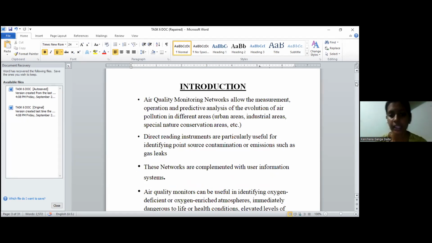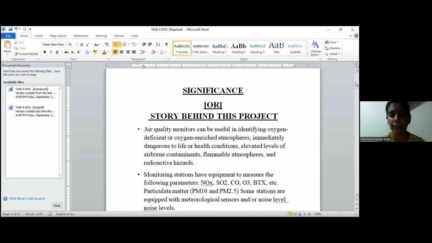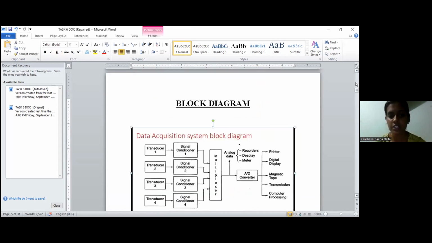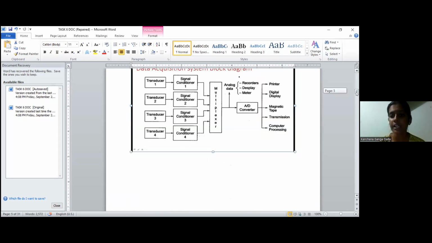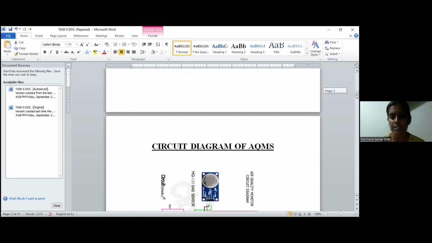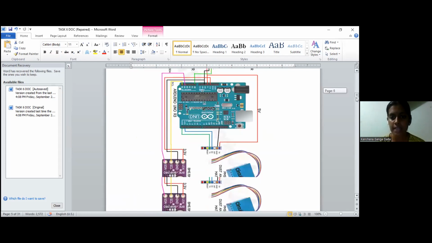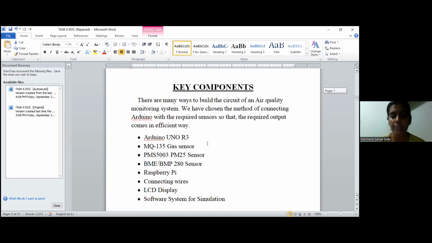Firstly, the introduction and the significance we have already seen in the presentation. This is also the similar block diagram as we have seen. We can have a lot of sensors here as the input devices, and a multiplexer, Arduino UNO R3 and ADC converter. After that, the 16x2 liquid crystal display. The circuit diagram also stays the same. Now the key components, as we have already seen: Arduino UNO R3, MQ135 sensor, PMS5003 PM2.5 sensor, Raspberry Pi, BME sensor, connecting wires, LCD display, and a software system used for simulation.